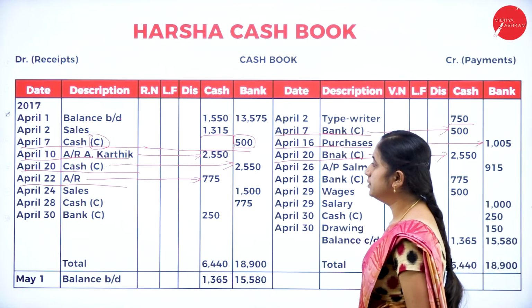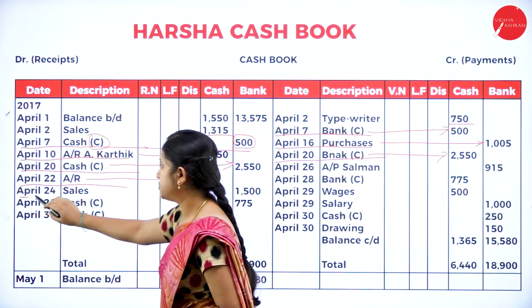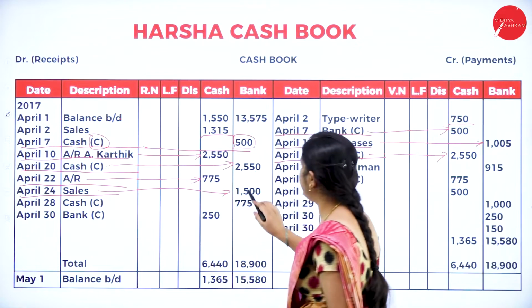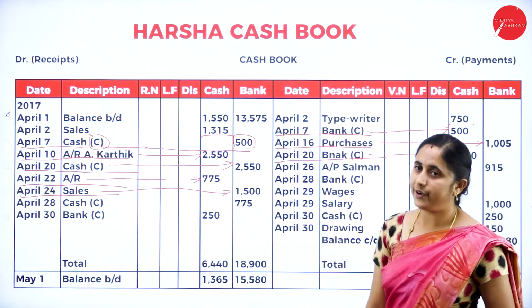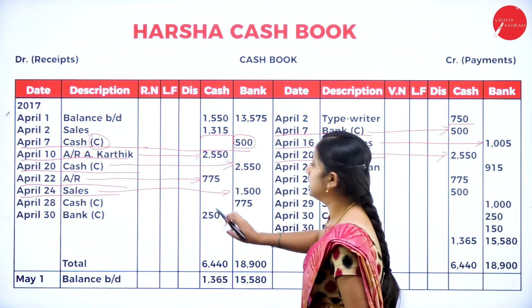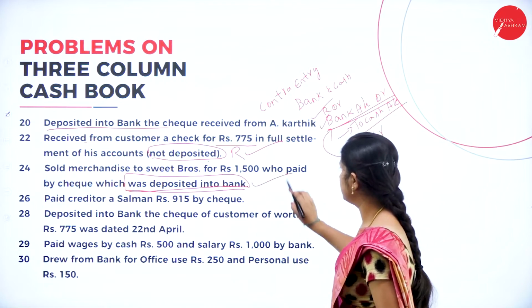April 24th, sales. You made a sale and the check is deposited into the bank, so the amount should be written in the bank column, 1500. If it is not deposited, the amount should be written in the cash column. So this transaction is finished.